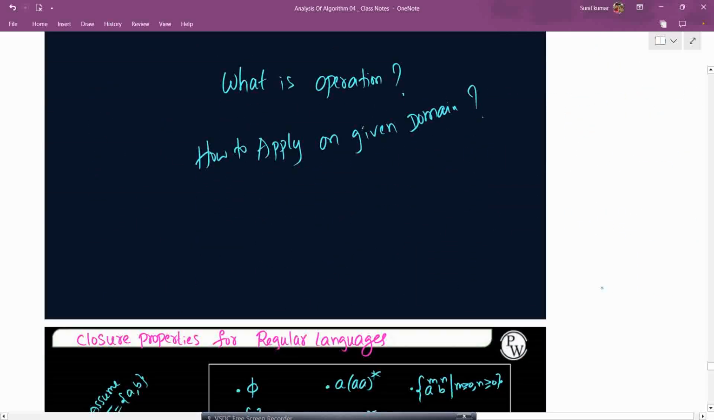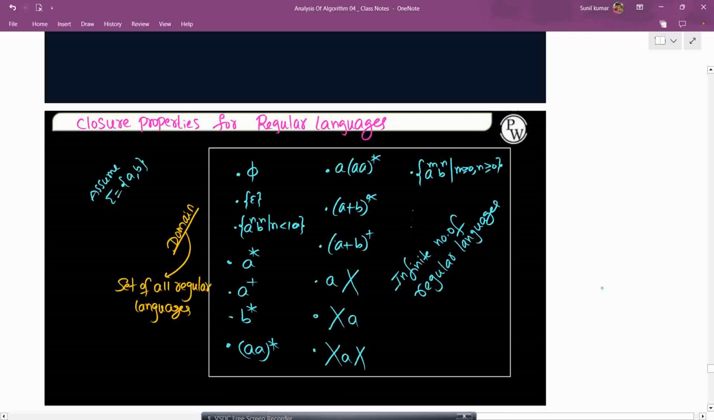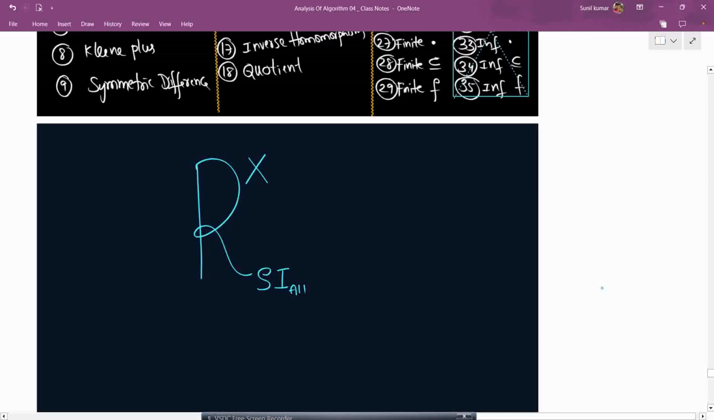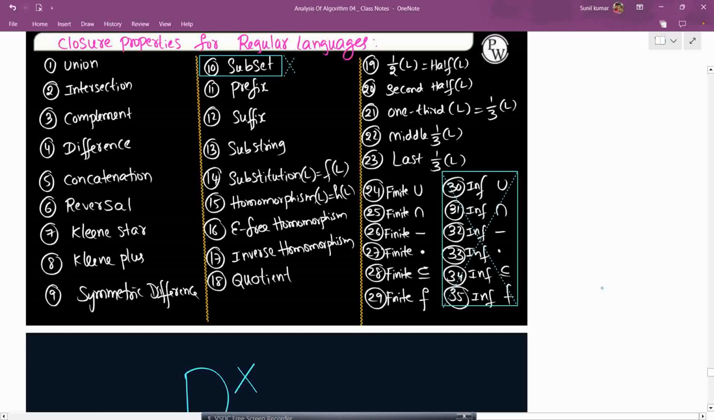We'll discuss what the operation is and how to apply it in a given domain. Closure properties for regular languages. The domain is the set of all regular languages. Assume A, comma B. We can generate a number of regular languages from this. So let's say this is regular. This is also regular, and this is also regular. These all refer to regular languages.